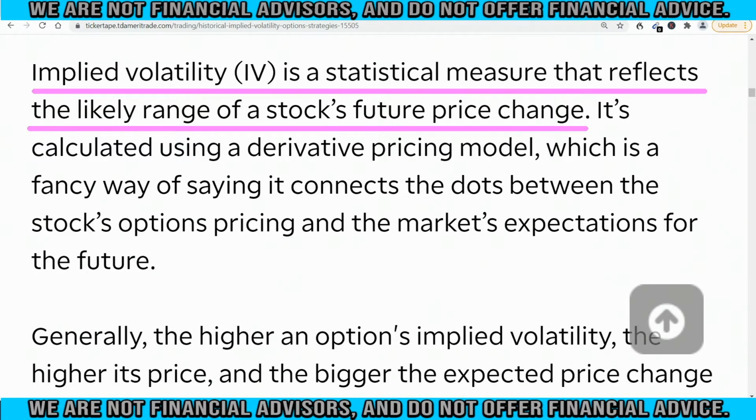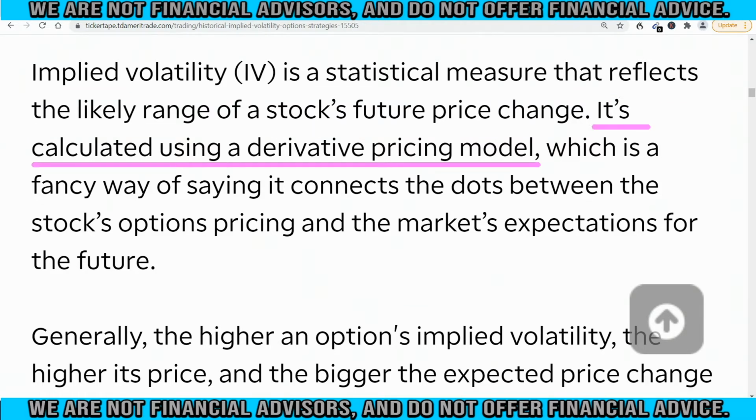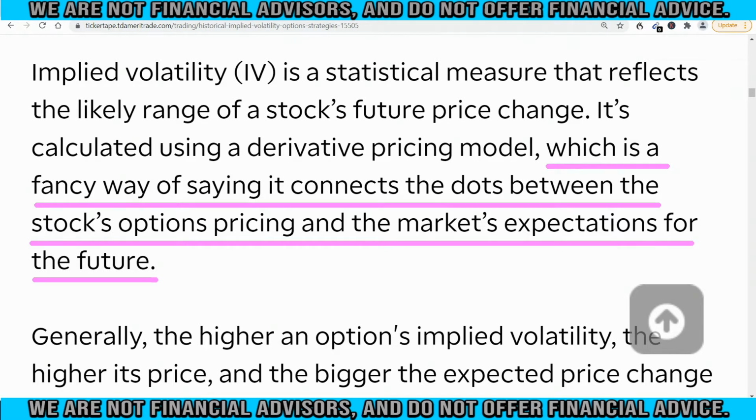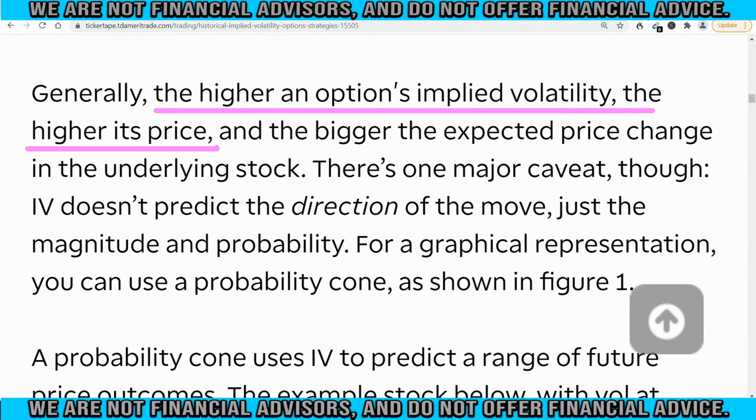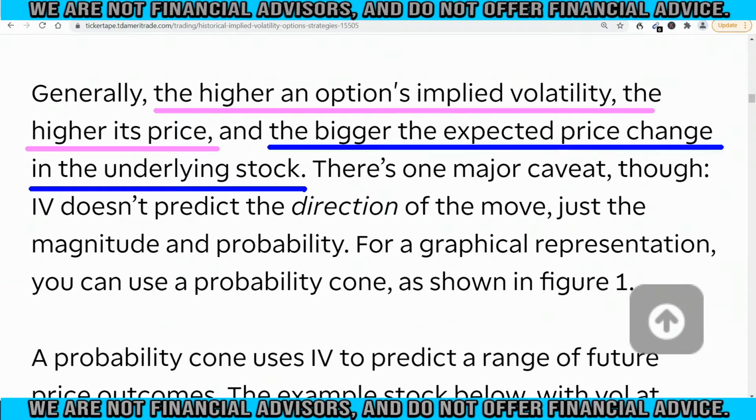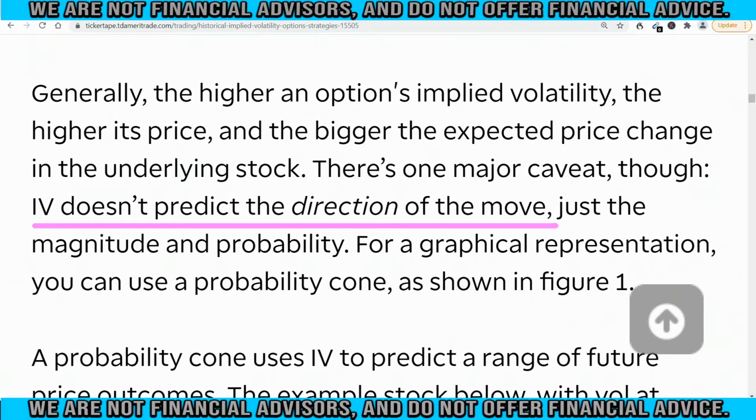Now, if we take this a little bit deeper, implied volatility measures the reflection of the likely price movement in the future. It does this by calculating the derivative price model. Remember the standard deviation? It's also used for finding the future price and volatility on price action. What do I mean by that? The higher the option's implied volatility is, the higher the probability of a bigger move on the underlying stock. Now, this is a big rule. IV does not predict the direction of the move, just the magnitude of probability.